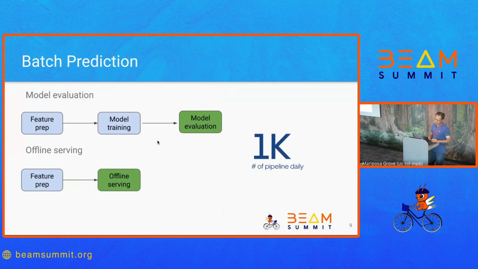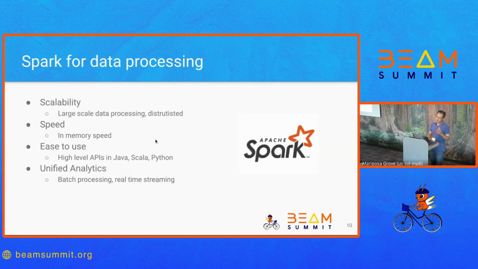For batch prediction jobs, when you train a model, you do the evaluation, and then you have an offline job where you don't need real time. You have a bunch of data you want to process, for example store tagging at Uber. Every day we have somewhere around 1,000 pipelines running, so it's one of the major workloads we handle. The reason we use Spark is that it's easy to scale and can handle large-scale data processing. We typically handle around 100 million rows.